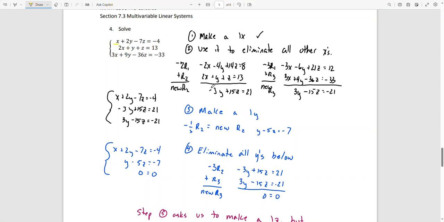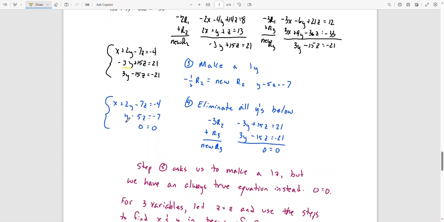Okay. Minus 3y plus 15z equals 21. And 3y minus 15z equals a negative 21. Next, I want to make a 1y. So I will multiply by a negative 1/3 or divide everything by a negative 3. My new second equation is y minus 5z equals negative 7. I want to eliminate this y, the 3y, so I'll multiply my new row 2 by a negative 3. And it returns us exactly to where we were.